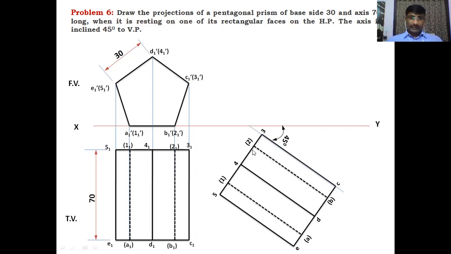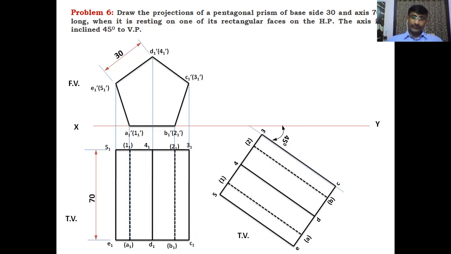Okay. The sizes of the top view, that is the lengths and distances of the second stage top view, are equal to the distances and lengths of the first stage top view. Just the position of the solid changes from perpendicular to XY to 45 degrees to XY. Okay. After getting the points on the top view, draw the projector lines from each point.